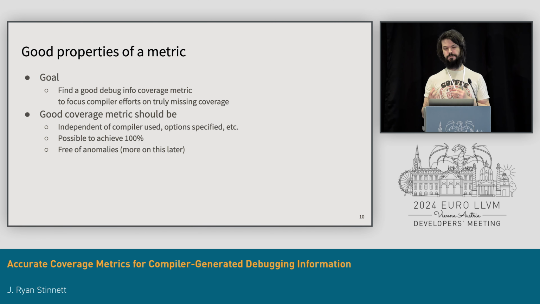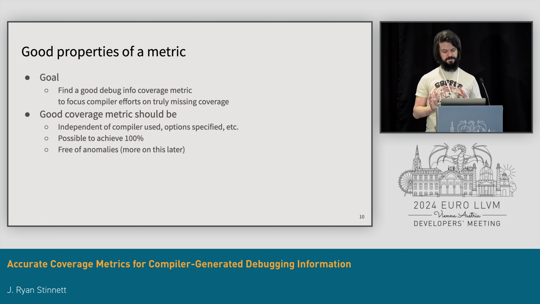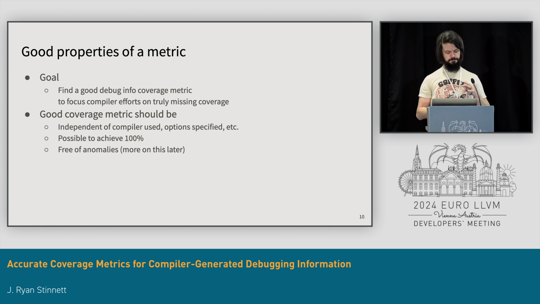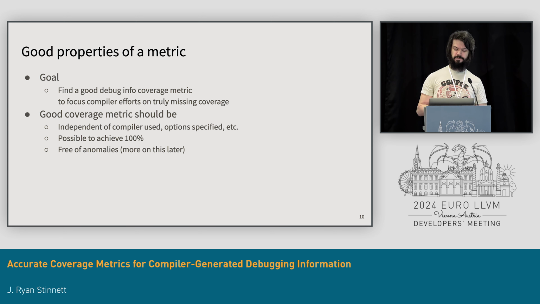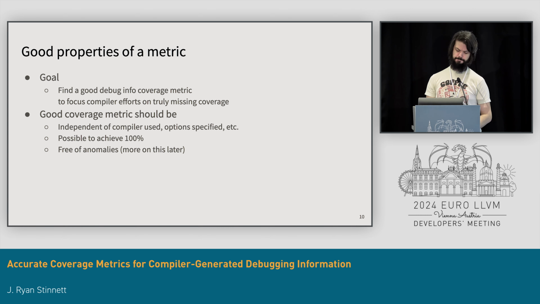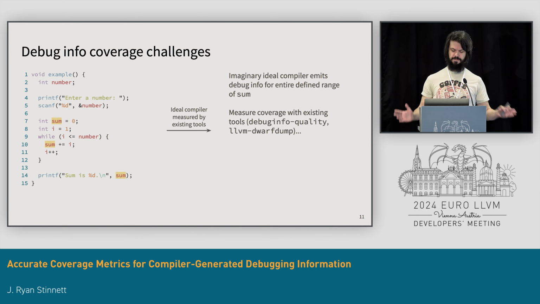You want it to be possible to achieve 100%. That might seem like a trivial thing, but we'll get into that in a moment. And also, it would be good for it to be free of anomalies. I'm going to go into more detail on what that means later. Okay, so coming back to the same example.